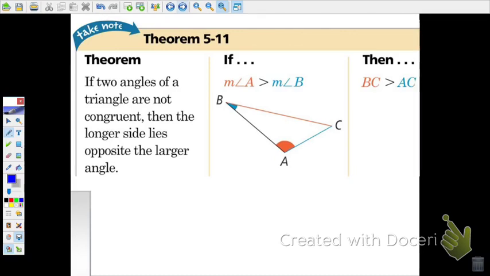Same thing happens in the other direction. Okay? If two angles of a triangle are not congruent, then the longer side is opposite the longer angle. So we can still use that same thought process. If it's angle A, we're talking about side BC. We're using the other letters. If we're talking about angle B, it's opposite of side AC. So, working in that opposite direction with this theorem.